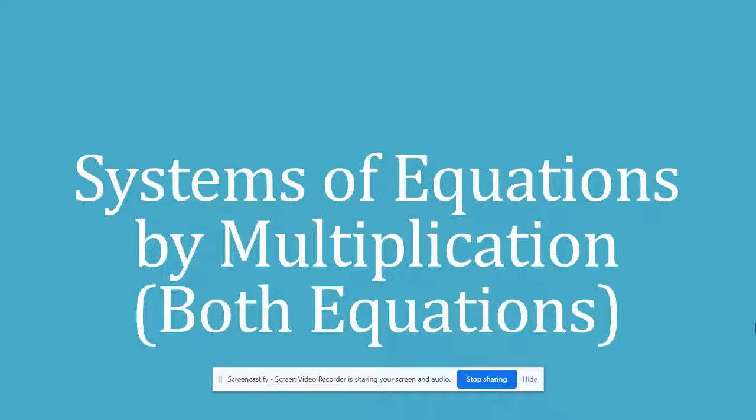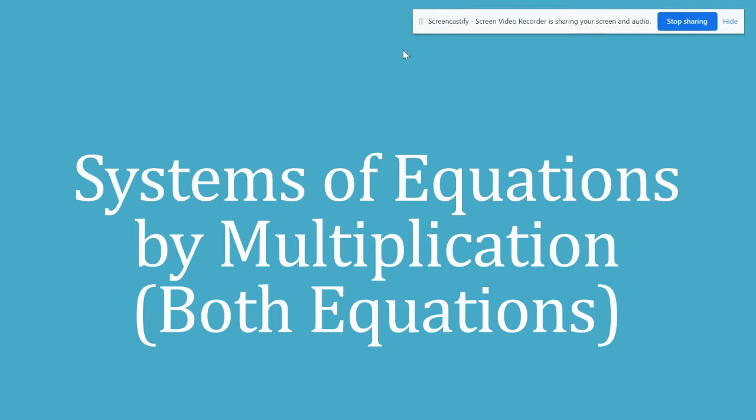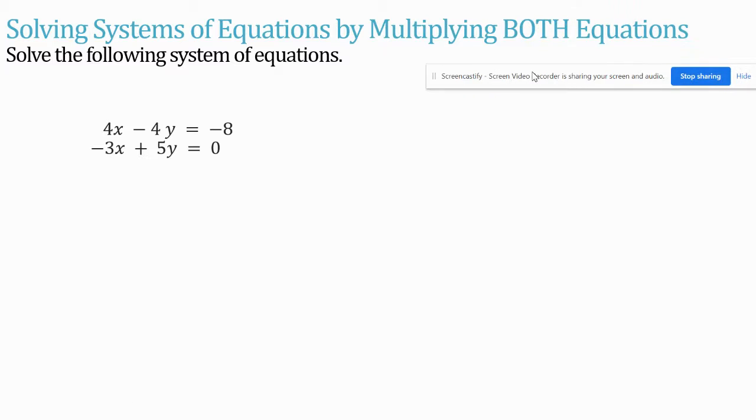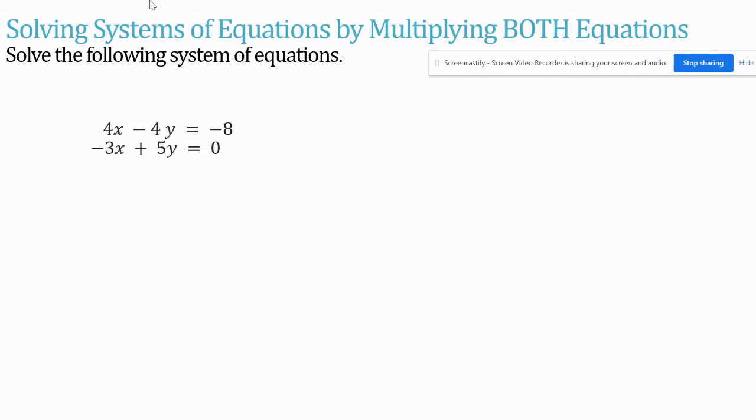Hey everyone, so today we're going to be looking at solving systems of equations by multiplication, but today we are going to have to be multiplying both equations instead of one equation by a number to create additive inverses, and we're going to see what that looks like. Okay, so solve the systems of equations by multiplying both equations.